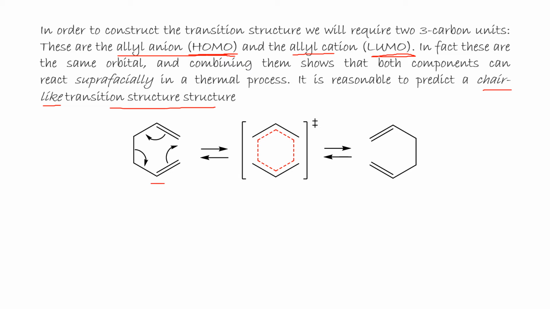So when we have this one, the transition state will be building up in here, breaking in here, and moving the double bond to form this one. So this is our transition state. We can consider the transition state as two allyl fragments, one cation and one anion.